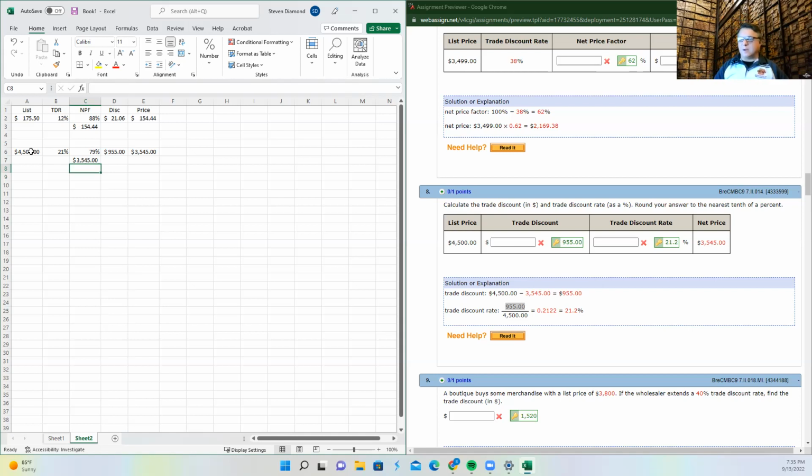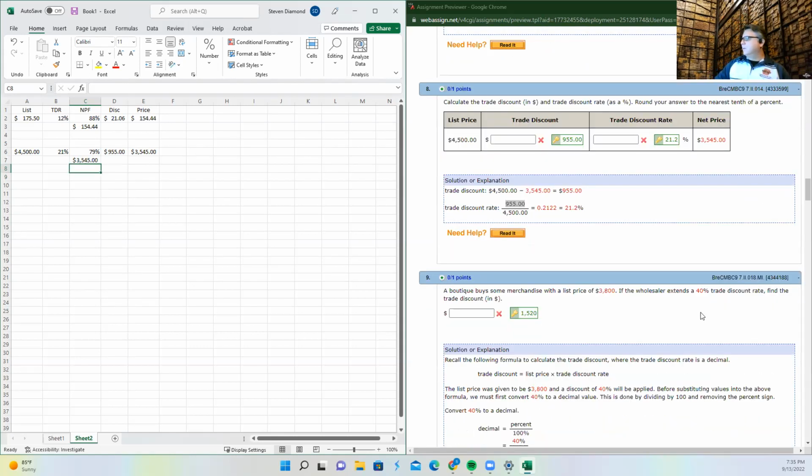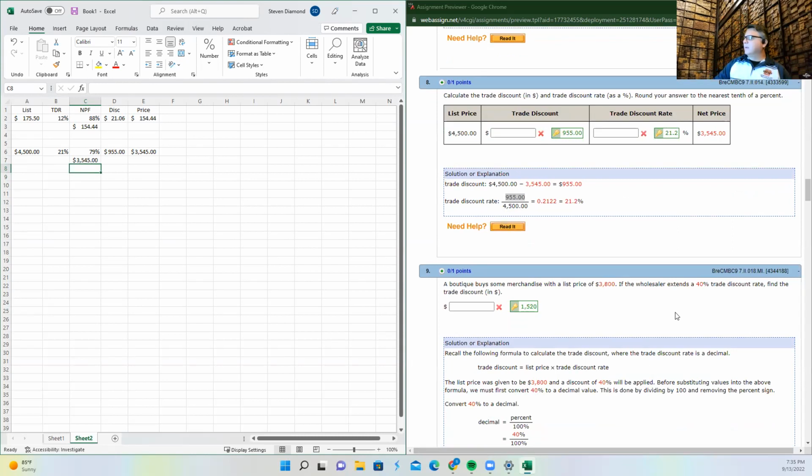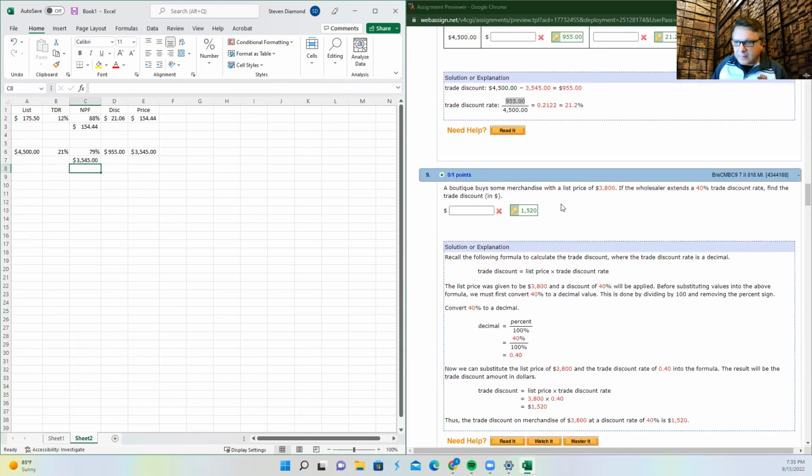Okay, I'll keep moving on. Once again, how did I get the net price factor? Your net price factor is going to be 1, or if you want to call it, 100% minus your trade discount rate.